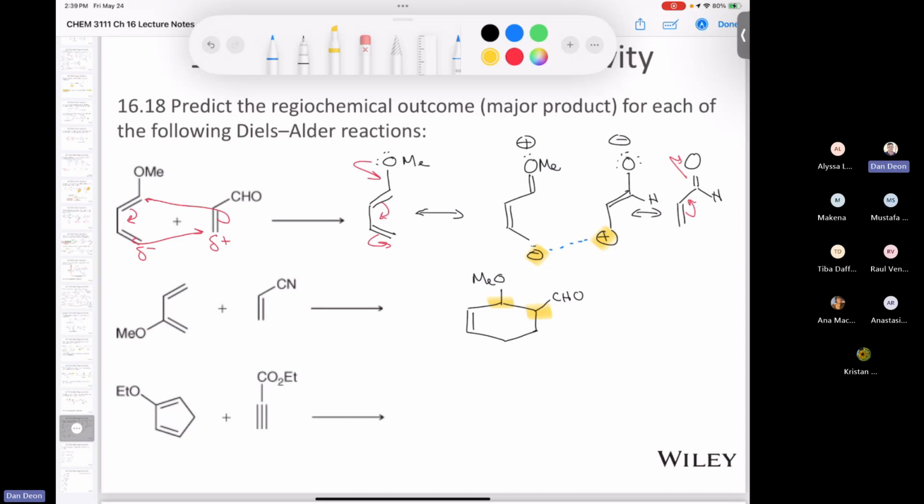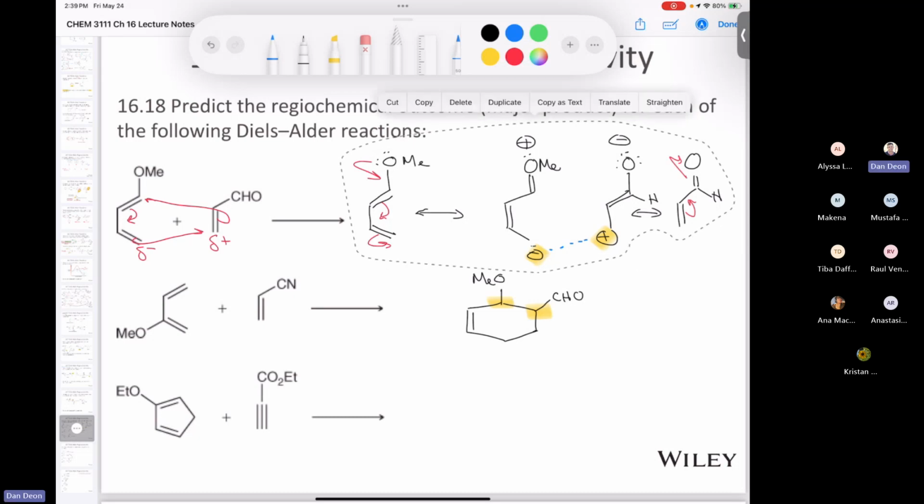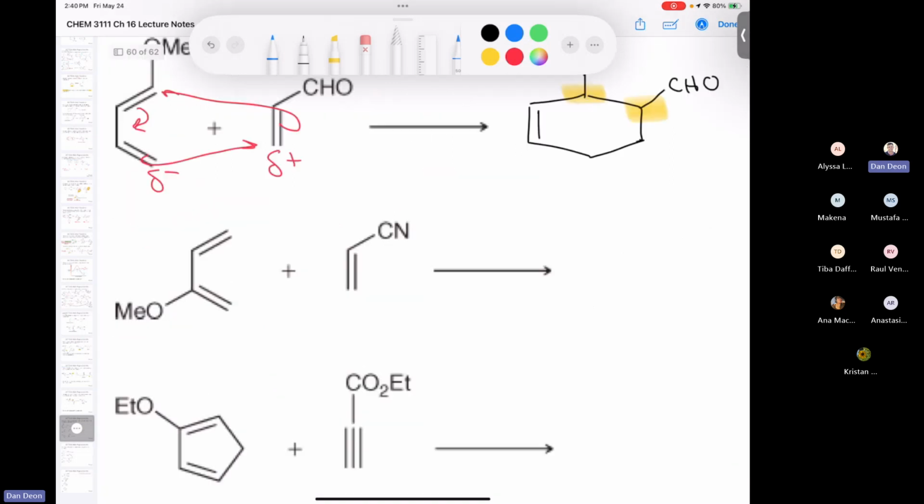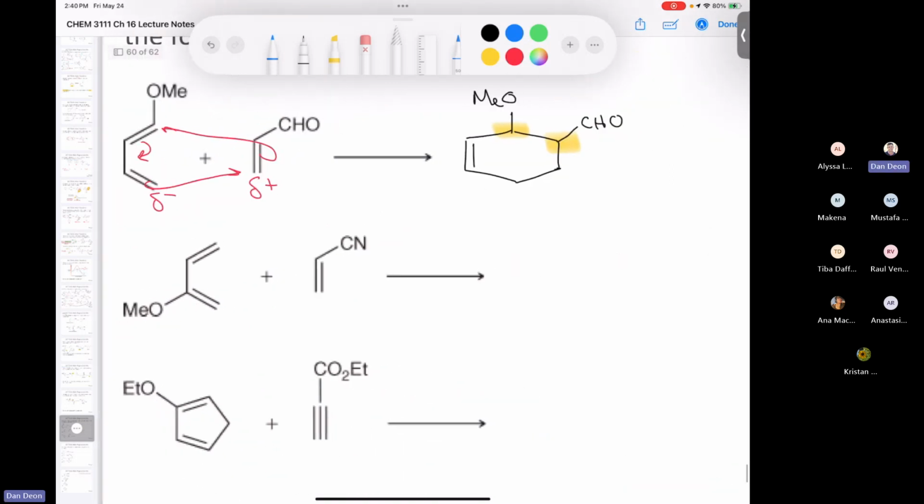So there we go. So I'm going to erase this because this is shown in the solutions manual. I'm just going to erase my work here. So I'll just delete it and I'll put the product up here like this. For the next one, let's see if we can do it a little bit quicker. I'll put the lone pairs in here.